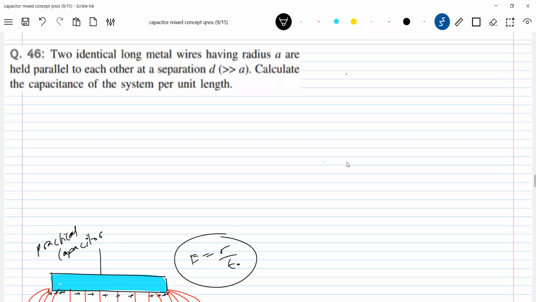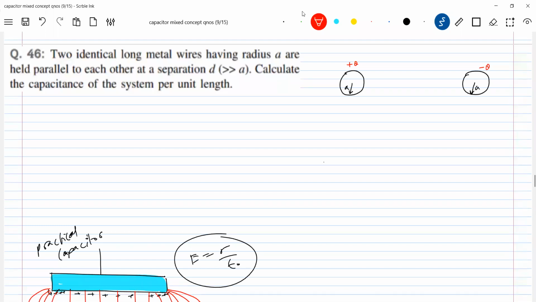So there's a wire. It will have radius a. There's another wire. So let's give a charge to it, plus Q charge, and minus Q charge to the other. Where will the charge be formed? On the surface.